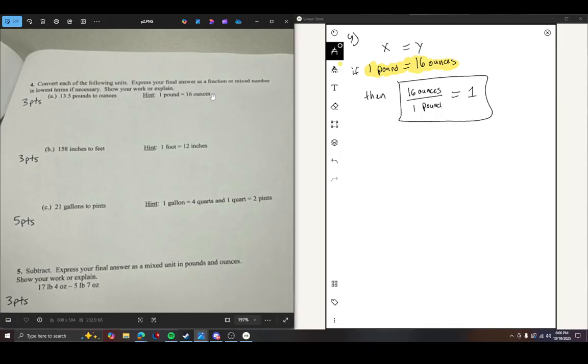You could do x divided by y, because it doesn't really matter what the value is, whether it's ounces, pounds, right? You have x divided by y. Because they're the same number, anything divided by itself is equal to 1. And that's what I did down here: 16 ounces divided by 1 pound is equal to 1. So I hope that's clear.